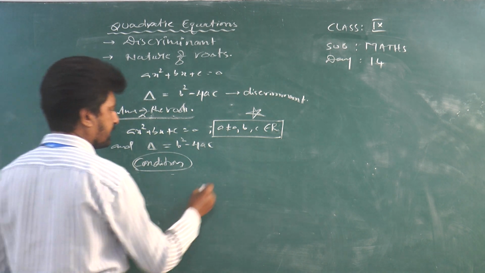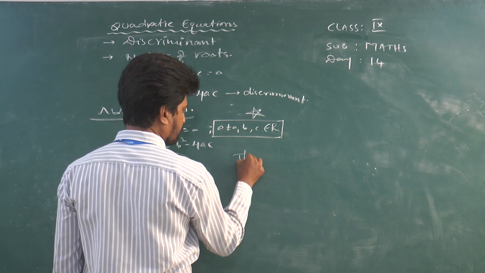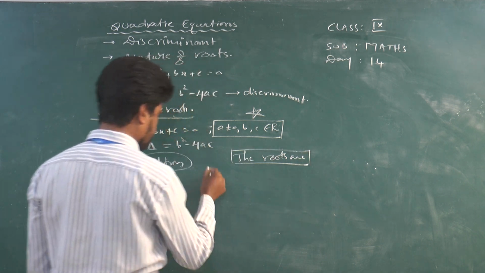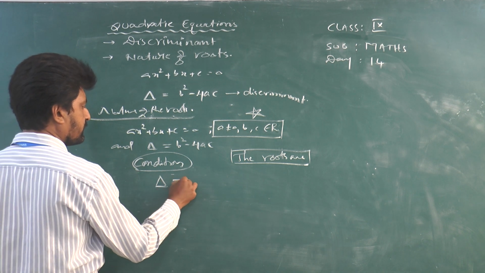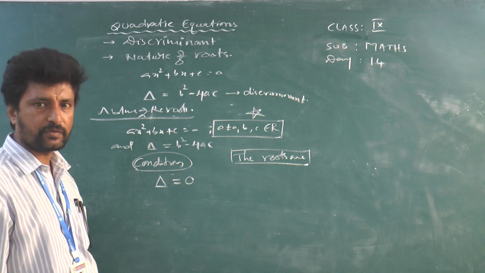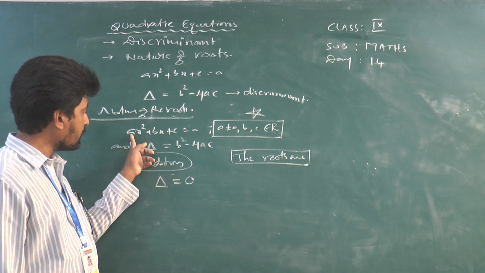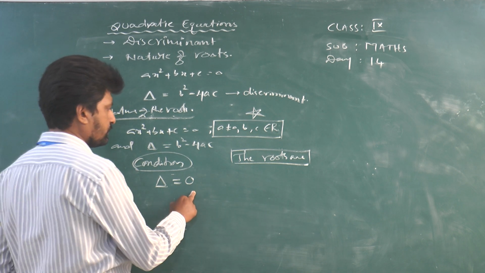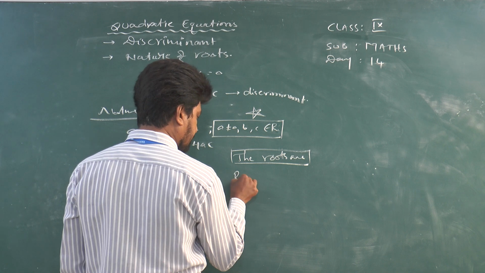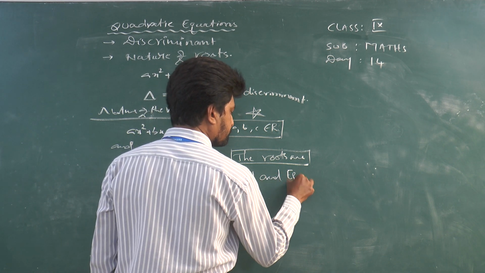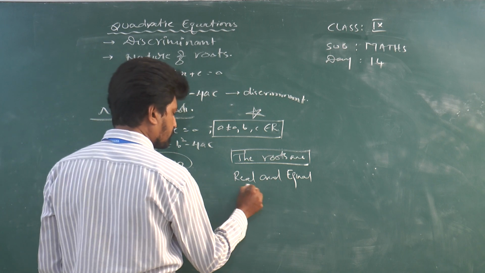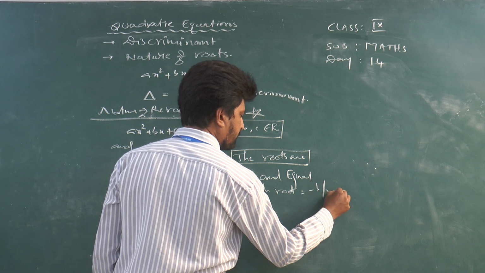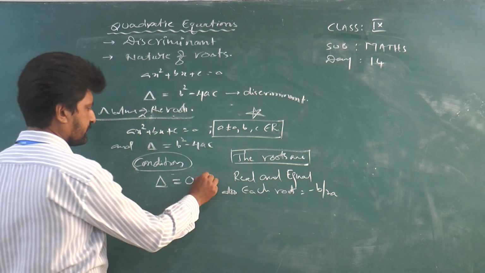Okay, here I am giving the condition and the nature of the roots. See this? First of all, suppose delta equal to 0 happens, that means b square minus 4ac is equal to 0. Here the coefficients of the given quadratic equation are real numbers. If delta equal to 0, then the roots are real and equal, and each root is equal to minus b by 2a. Okay, that is the thing.